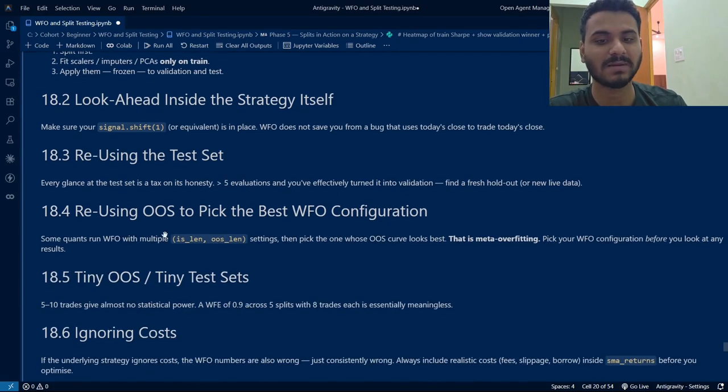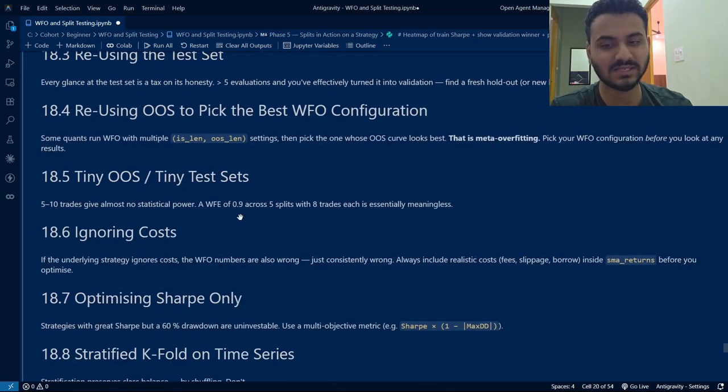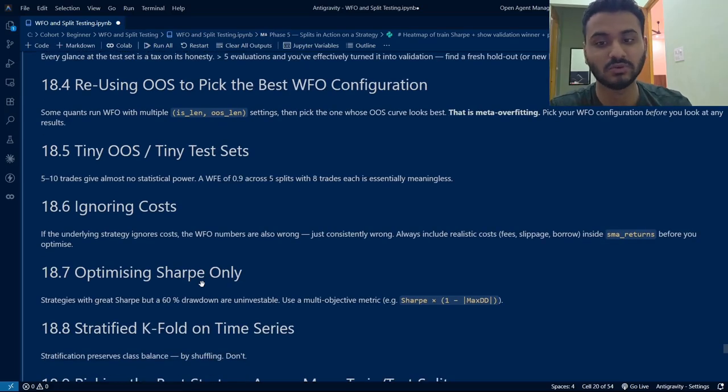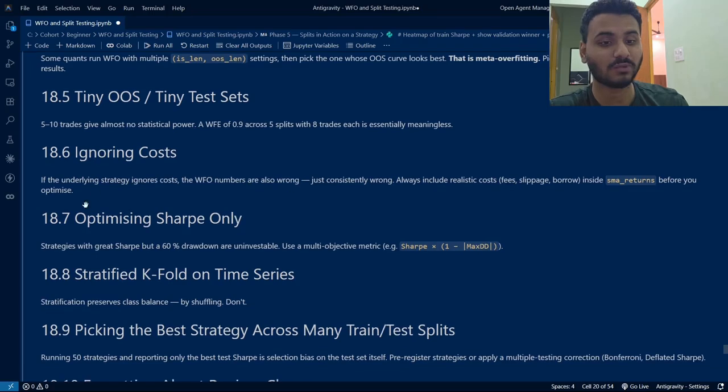Reusing out of sample to pick the best WFO configuration. Some quants will run the WFO with multiple length settings and then pick the one whose out-of-sample curves look best. This is meta overfitting. Pick your WFO configuration before you look at any results. Tiny out-of-sample, tiny test sets: useless. Ignoring costs like spread, commission, swap. Optimizing for Sharpe only. Use multi-metric, right?